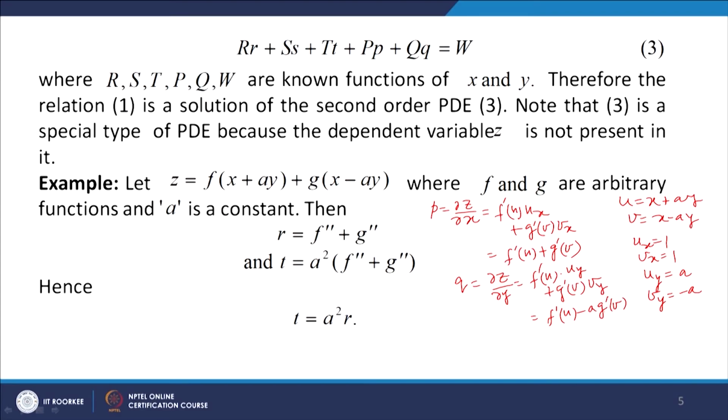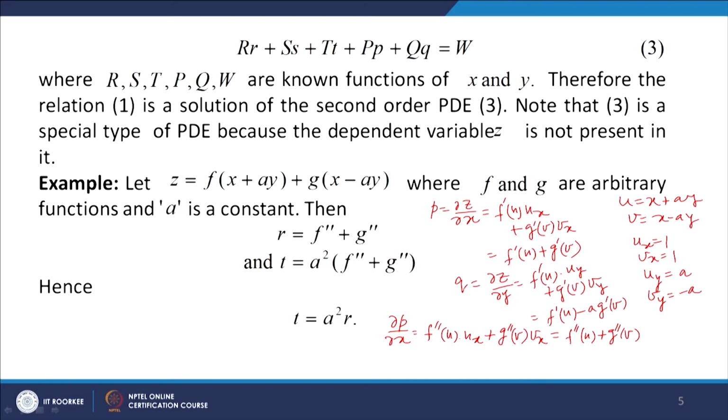Now let us differentiate this equation p equal to f dash u plus g dash v once more with respect to x. So partial derivative of p with respect to x will be equal to f double dash u into ux plus g double dash v into vx, and we know ux and vx are 1 each. So r equal to f double dash u plus g double dash v.